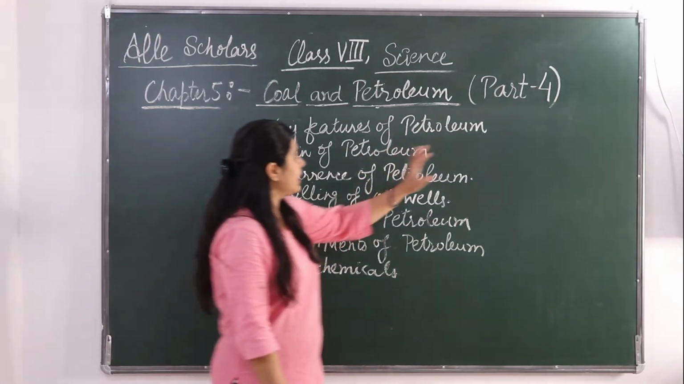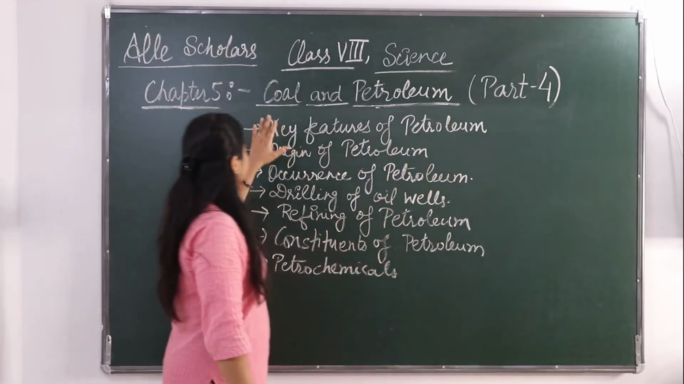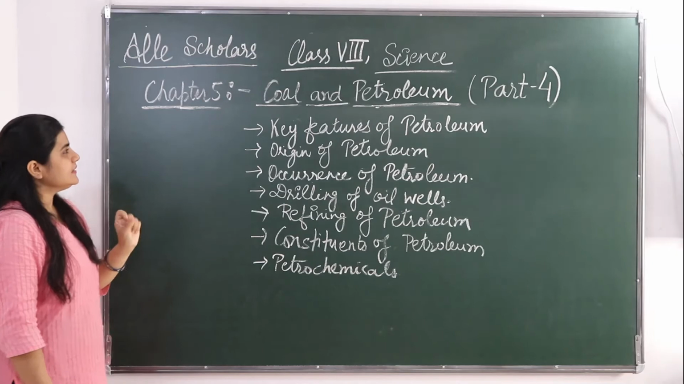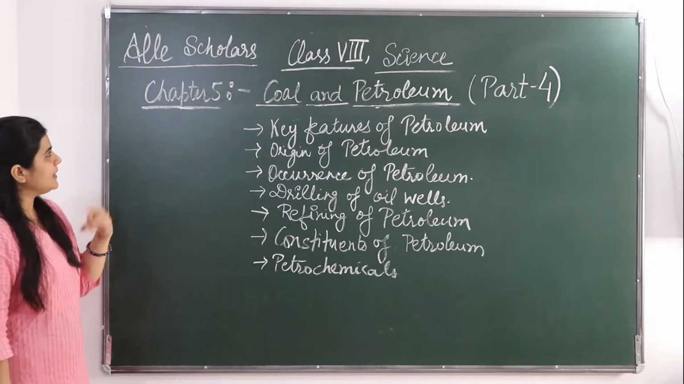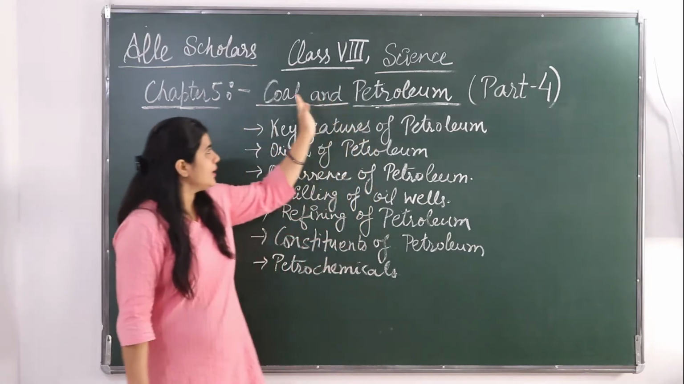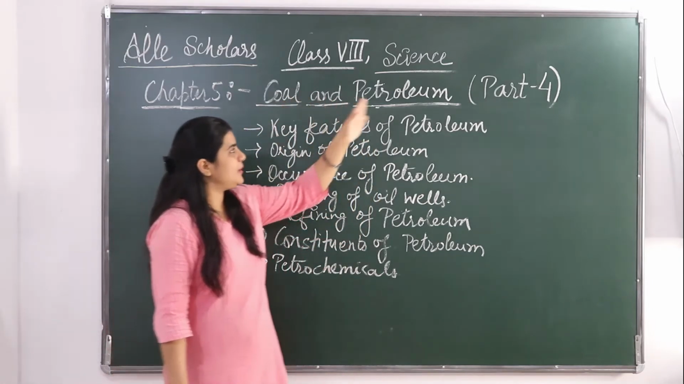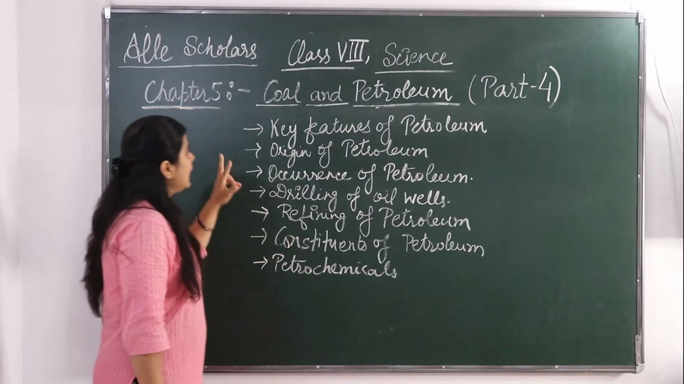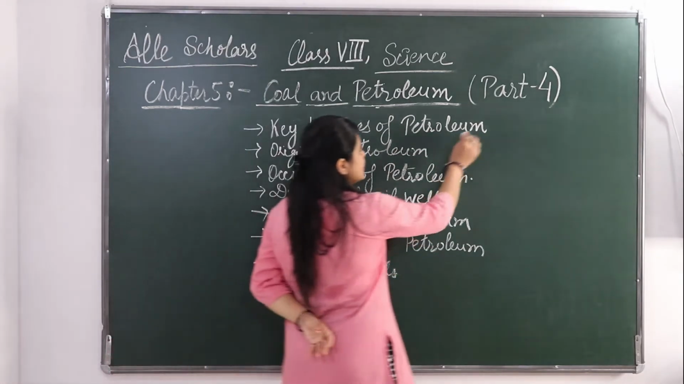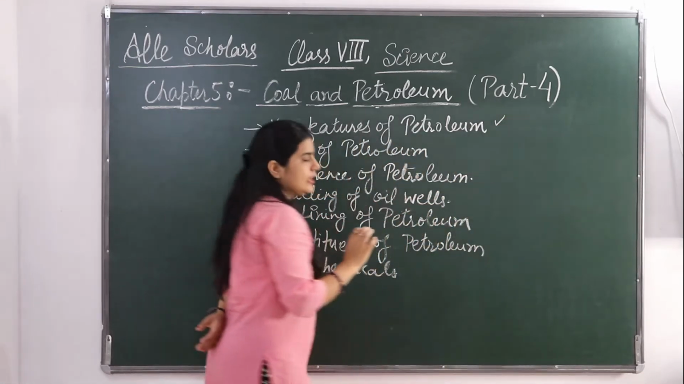So today I will be taking the fourth part of the fifth chapter, that is coal and petroleum. This is the fifth chapter from 8th class science. We have discussed a lot about coal in my last video. Today we shall be dealing with petroleum. Today I will be telling you the key features of petroleum. First we will see the key features of petroleum.